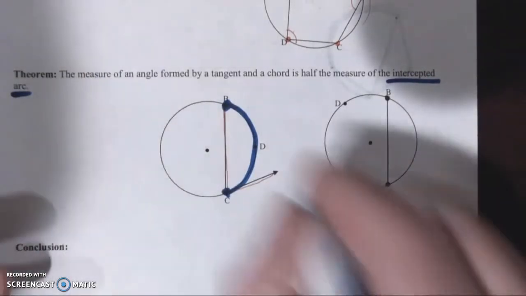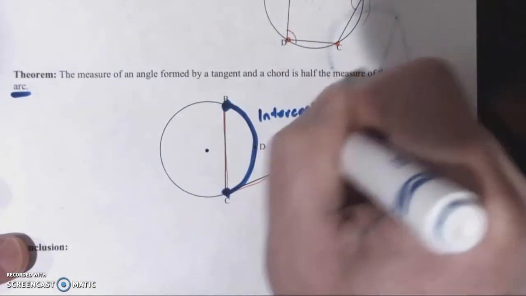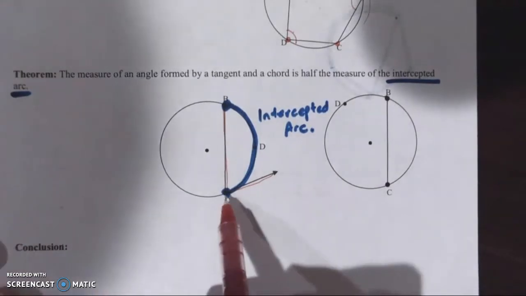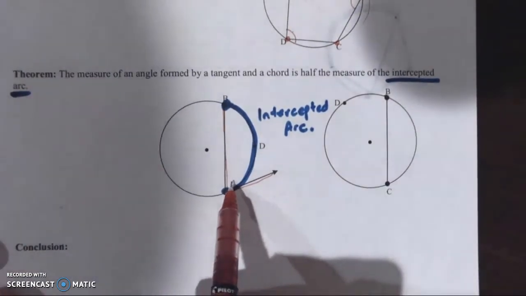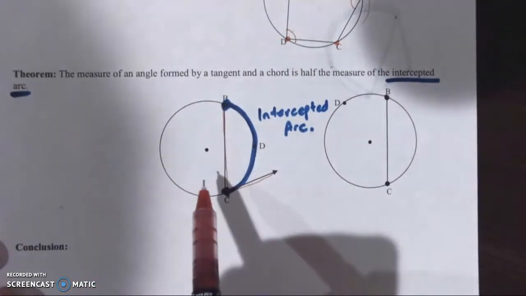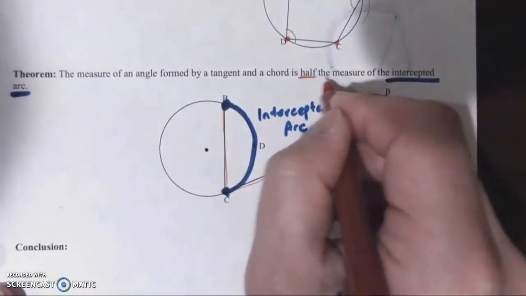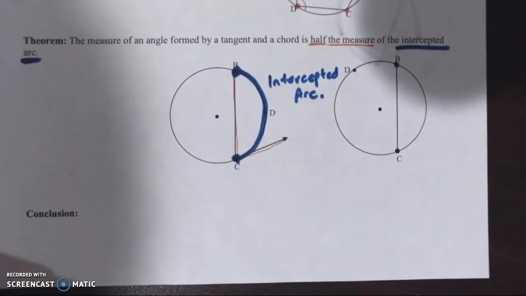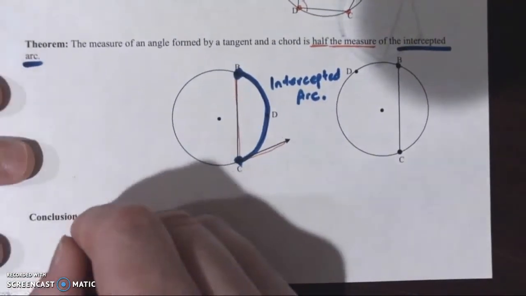All right. So this would be the intercepted arc. Technically, we don't call this an inscribed angle. The inscribed angle is reserved for when two chords meet. Okay, but it's still half the measure of the intercepted arc. So what we're going to do is make a little conclusion here that we'll get to probably in a little more detail next week.